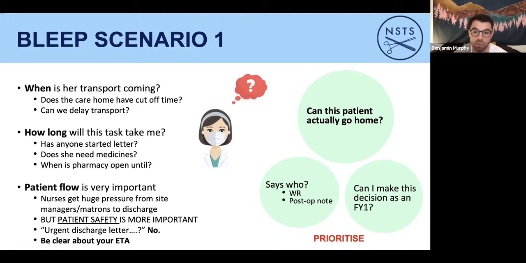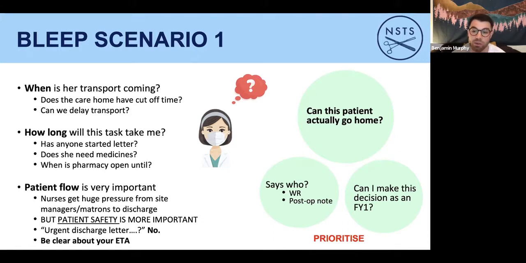Has there been a recent ward round that's documented that she can go home if X, Y, and Z are met? Or is there a post-op note that gives clear instructions as to when this patient is able to leave the hospital? And if someone hasn't said that they can go, are you comfortable making the decision as an F1 about whether this patient can be discharged? In most jobs, I would say probably not. You'd want to at least have your SHO or Reg either have seen the patient or have discussed it with them over the phone as to whether they can go home.